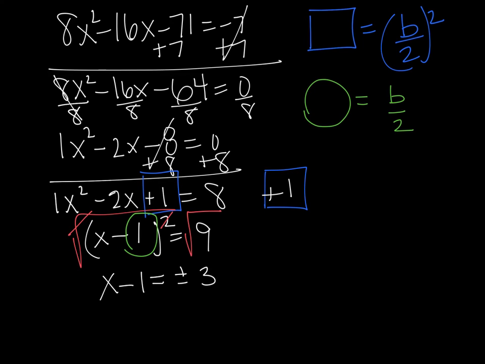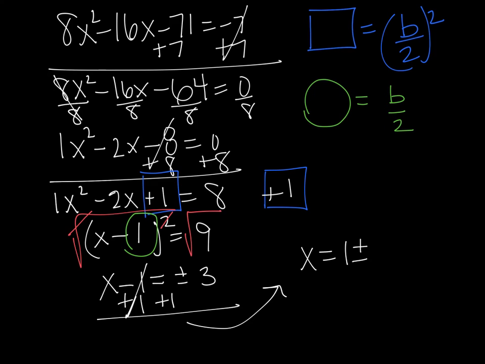Okay, almost to the end, what do I do to get x by itself? Add 1 to cancel this, but where does that 1 go? Good. It has to go in front of the plus or minus. It does not go with the 3. So we get x equals 1 plus or minus 3.